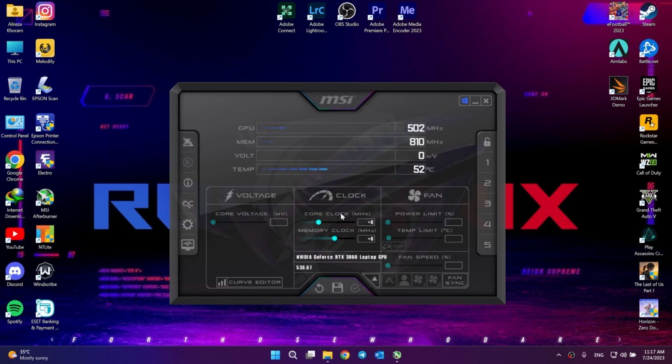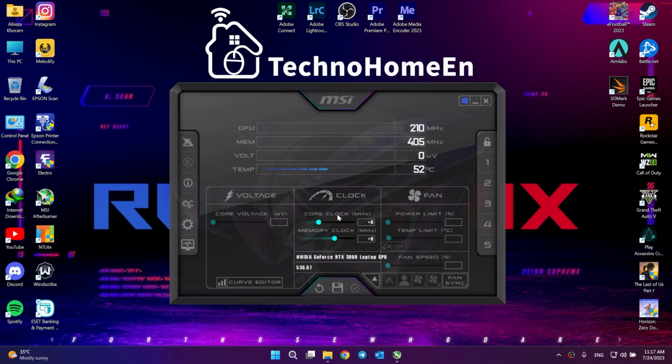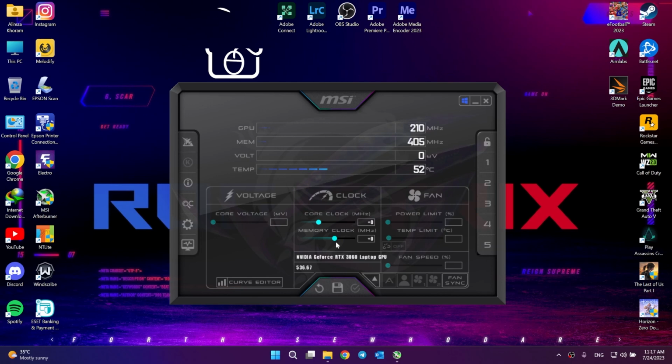Then we have core clocks. It's the clock speed of the GPU, which we talked about just earlier, and the memory clock. The memory clock is like your core clock, but it measures your GPU memory.